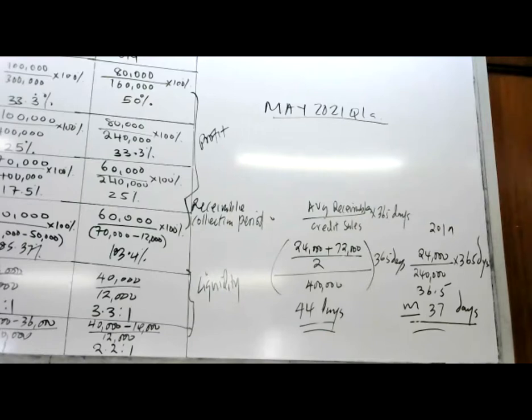0.7 here. We got equal 423,077. So current assets will be that one.